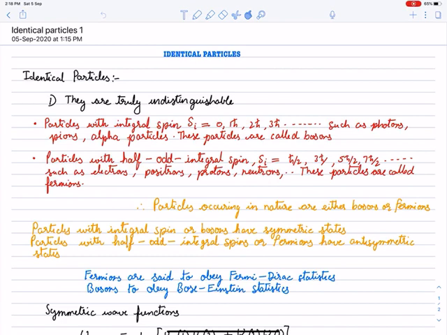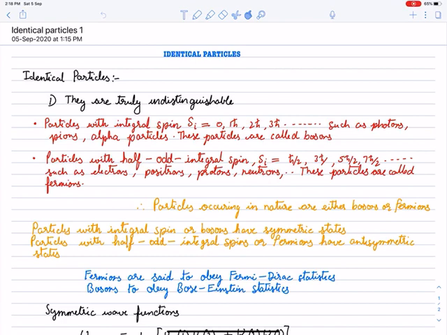First I will talk about identical particles. In classical mechanics, identical particles can still be distinguished, but in quantum mechanics, they are truly indistinguishable. That is very basic.